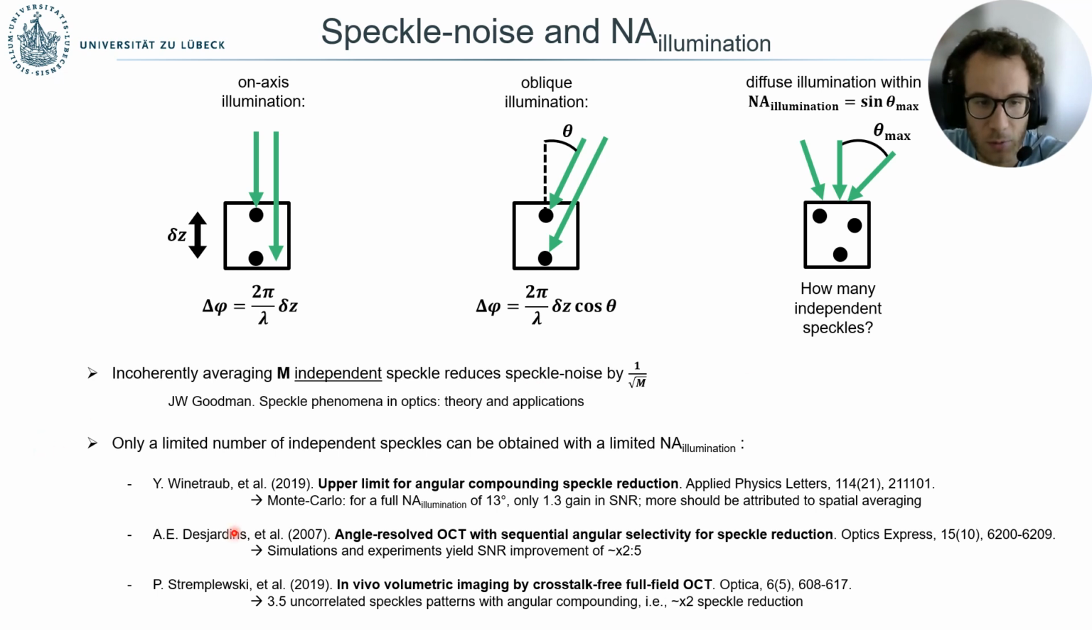So then especially work from Weintraub and colleagues indicated that there was only a very limited gain in SNR when the illumination NA is limited. So then there was only a gain of 1.3 or so. And also work from Stremplewski and colleagues indicated, for an optical situation that was very similar to ours, so then 4 element full field OCT, that they had a factor of less than 2 speckle noise reduction. So we expected something like this.